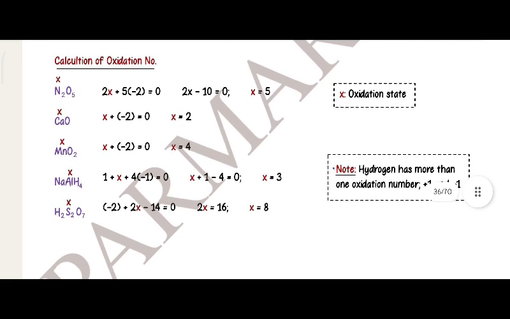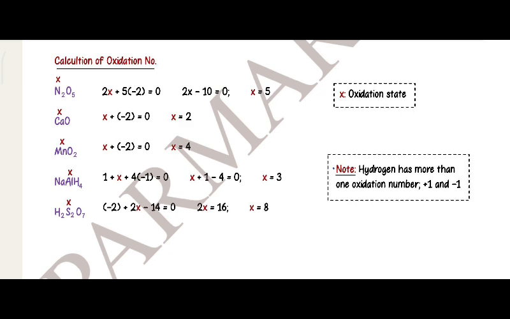Calculation of oxidation number: x in N2O5: 2x plus 5 times minus 2 equals 0, that is 2x minus 10 equals 0, so x is 5. x in CaO: x plus minus 2 equals 0, so x is 2. x in MnO2: x plus 2 times minus 2 equals 0, so x is 4.